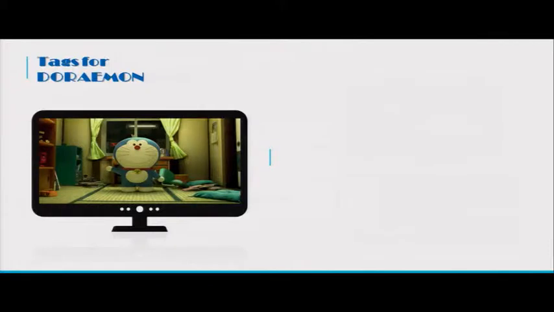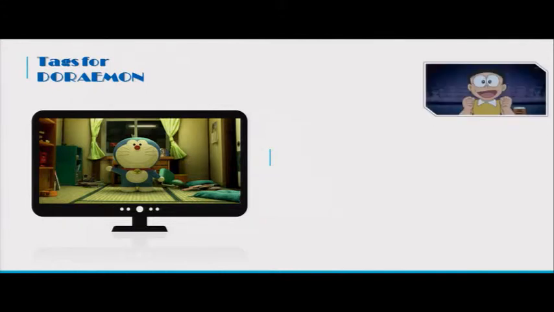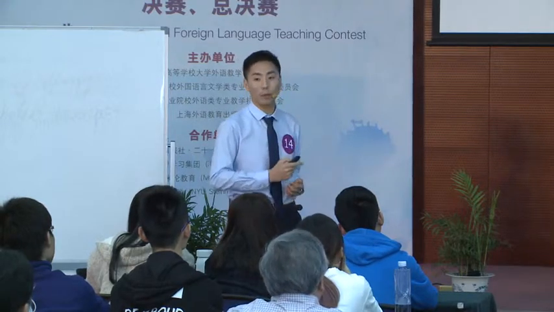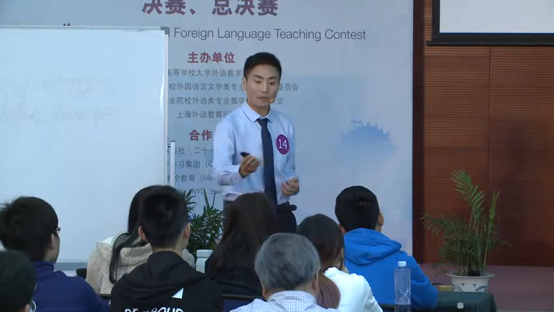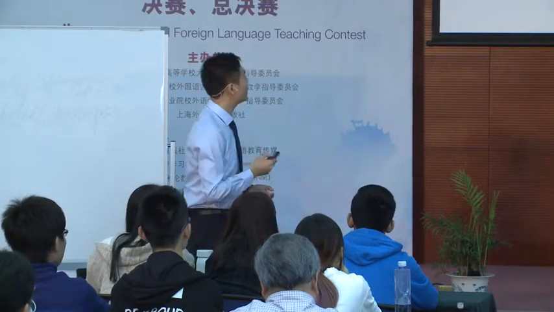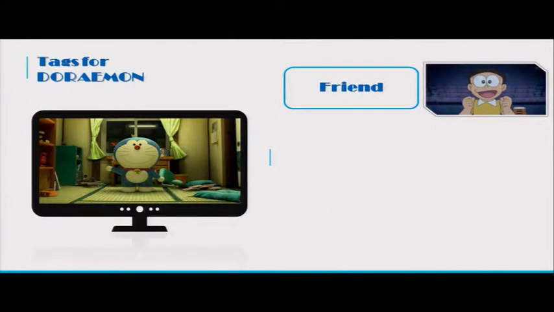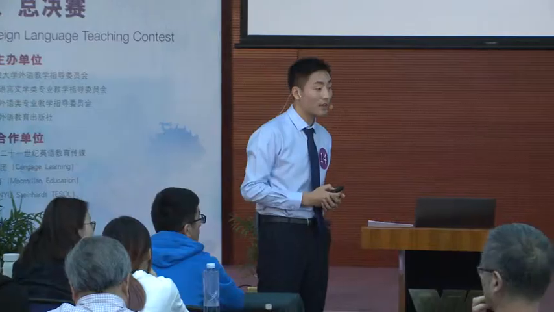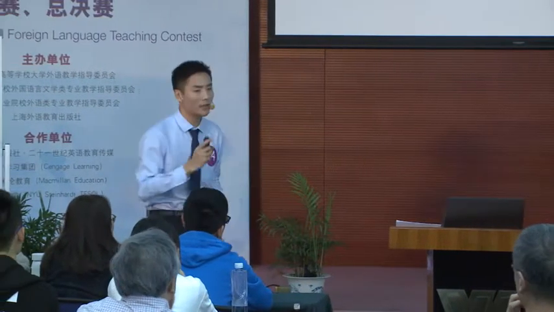Now, we are going to give 3 tags for Doraemon. I mean, 3 keywords. First, what is the relation between Doraemon and this boy? Yeah, good. Friend. And we all know that Doraemon is made by scientists in the future, right? So, what is Doraemon actually? How about this young lady? Yeah, it's a robot. Very good.